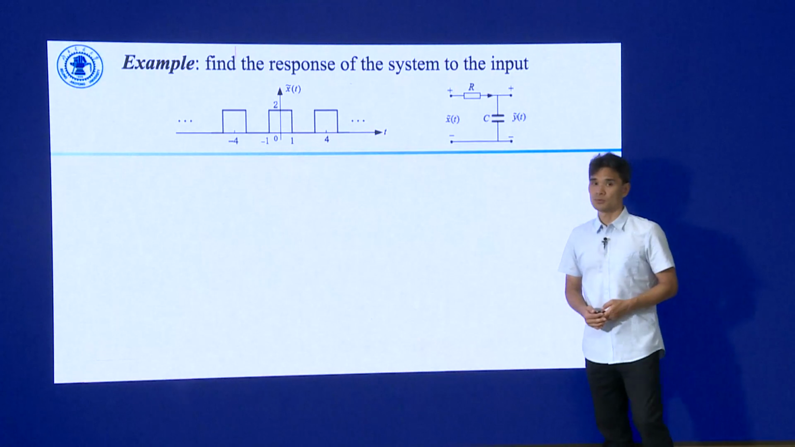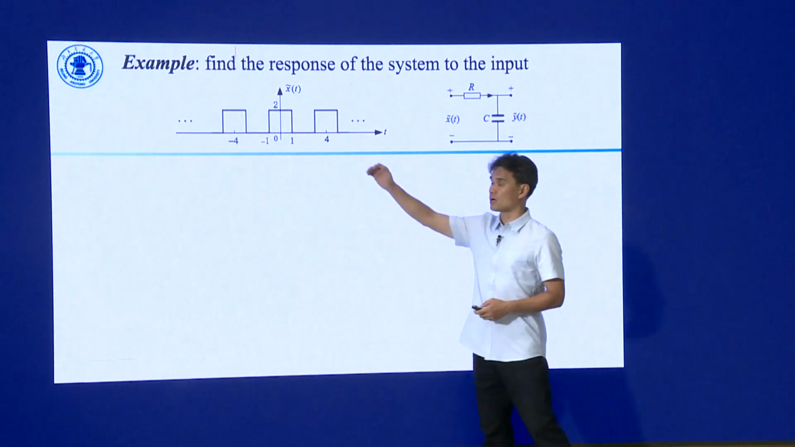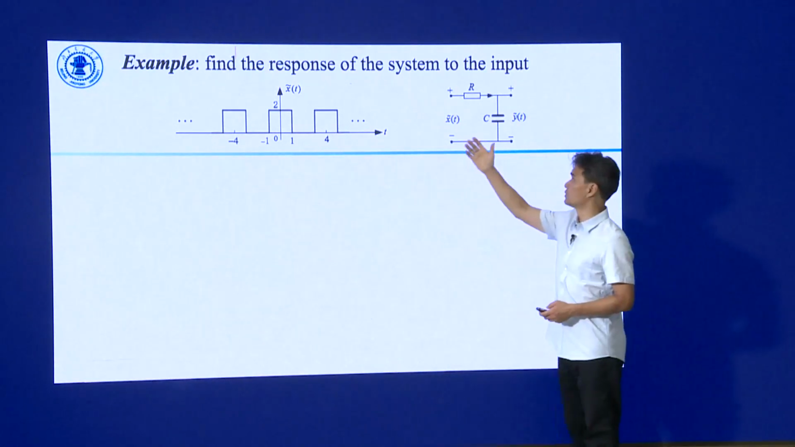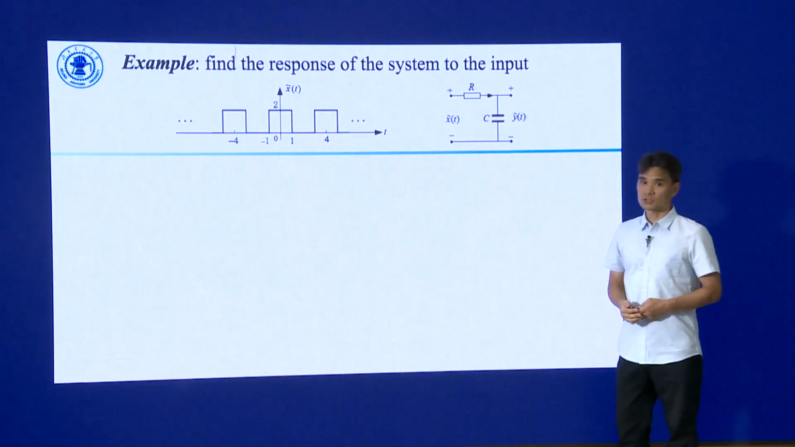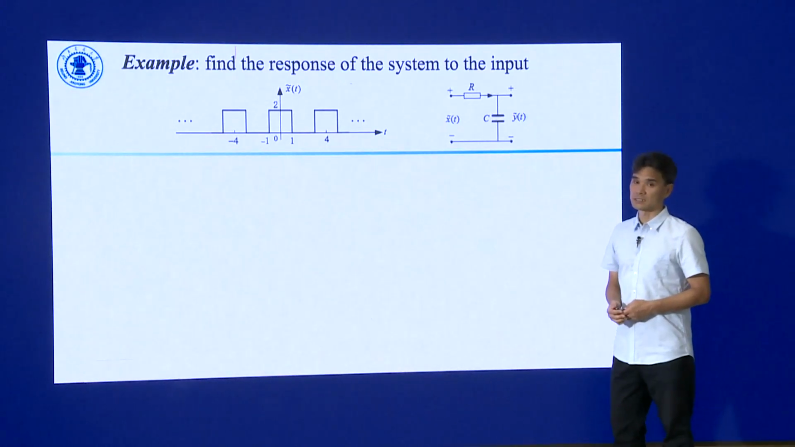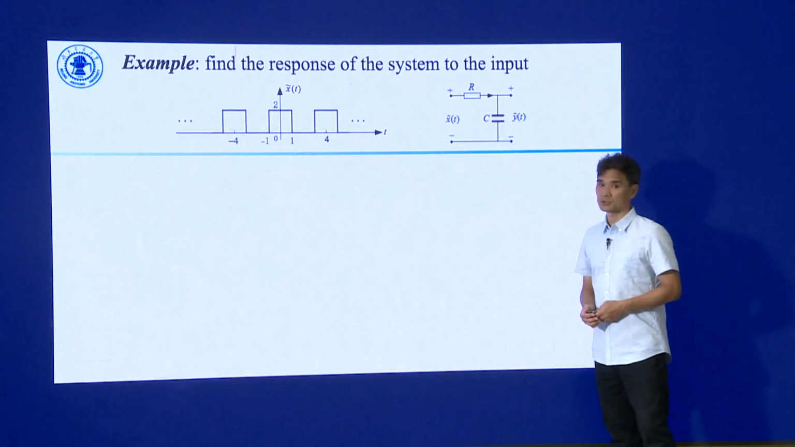Here's one example. We have a periodic rectangle signal input into this RC circuit, and what is the system's zero-state response?